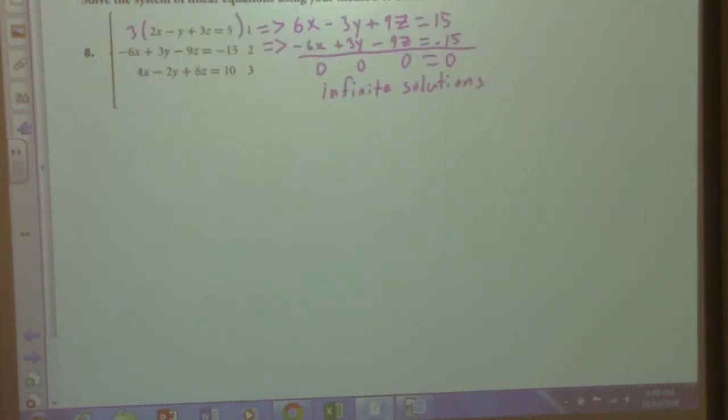Yesterday, we finished with number 8, and I went ahead and solved number 8 by hand, and you see what happens when you try to solve by addition. You end up with 0 equals 0. So that's what it looks like when you try to solve by elimination.